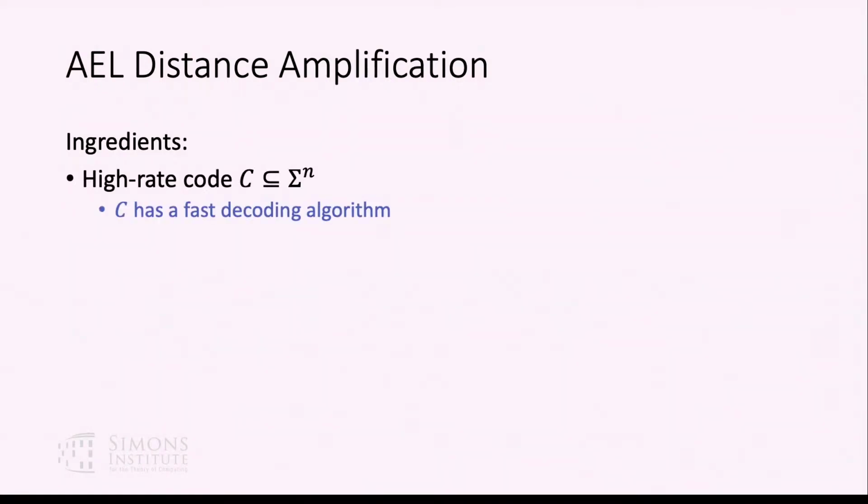So we're going to have two ingredients that we start with. The first is our base code. So we need a high rate code, C, and we'll think of C as having a fast decoding algorithm, but maybe it can't handle very much error.